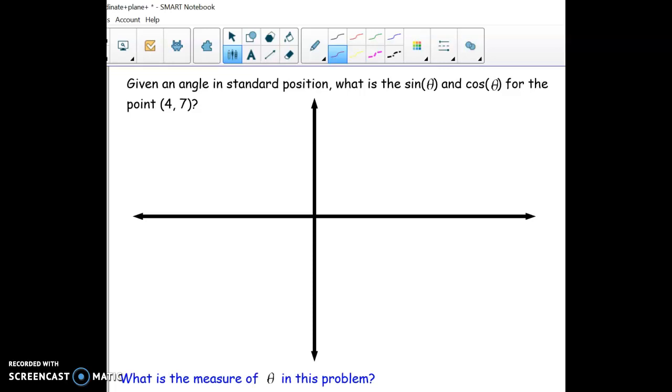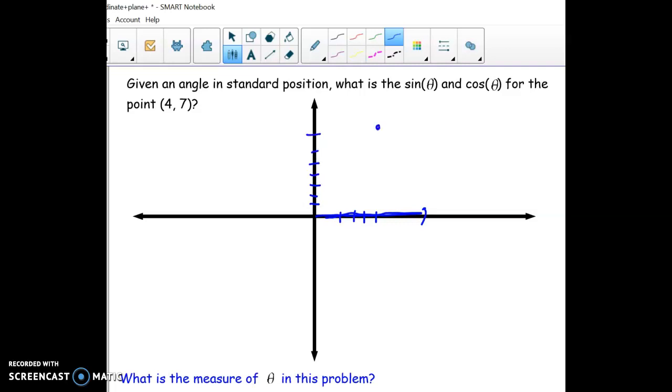We want to find the sine and cosine ratio for the standard position angle that has this point. I want to see if you can actually draw the standard position angle. See if you remember that from the previous lesson, and then we'll talk about the rest of the parts. A standard angle has one side always on the positive x-axis, and the other side is going to be at the point (4, 7). I'm just going to draw this approximately.